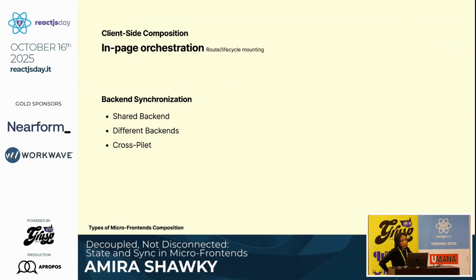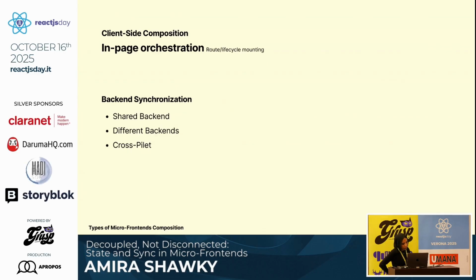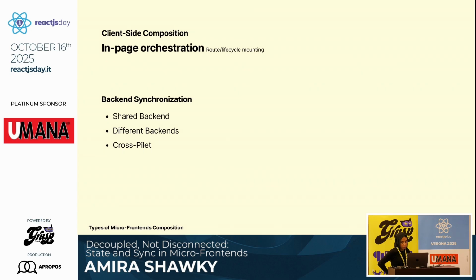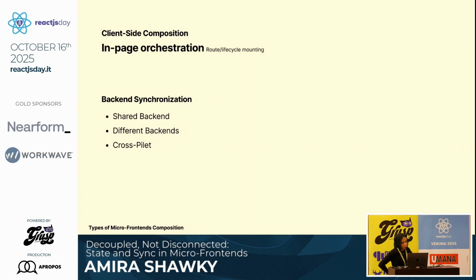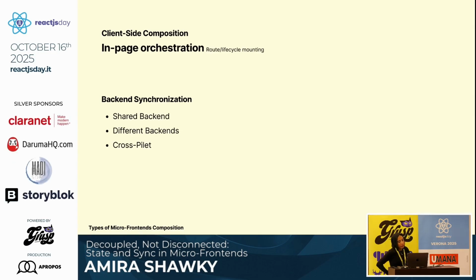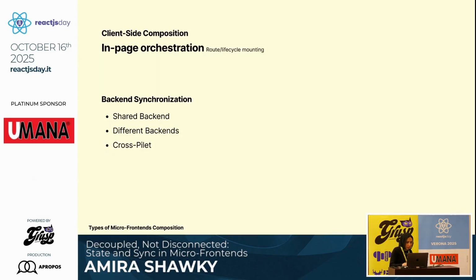We also have cross-pilot state sync. Parallel already offers a lightweight global state container for inter-pilot communication. And for larger systems, you can integrate with Zustand. I would recommend it. Also, you can use Redux or Recoil at the shell level and expose it to the shared dependency.